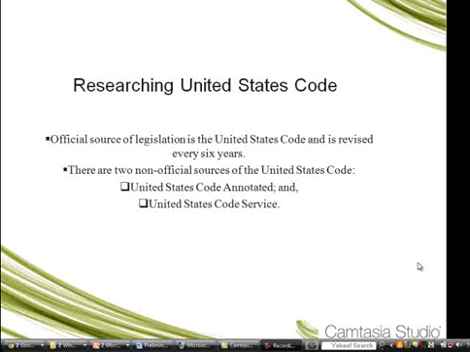Researching United States Code. The official source of legislation is the United States Code and is revised every 6 years. There are two non-official sources of United States Code: United States Code Annotated and United States Code Service. See examples of these versions below.